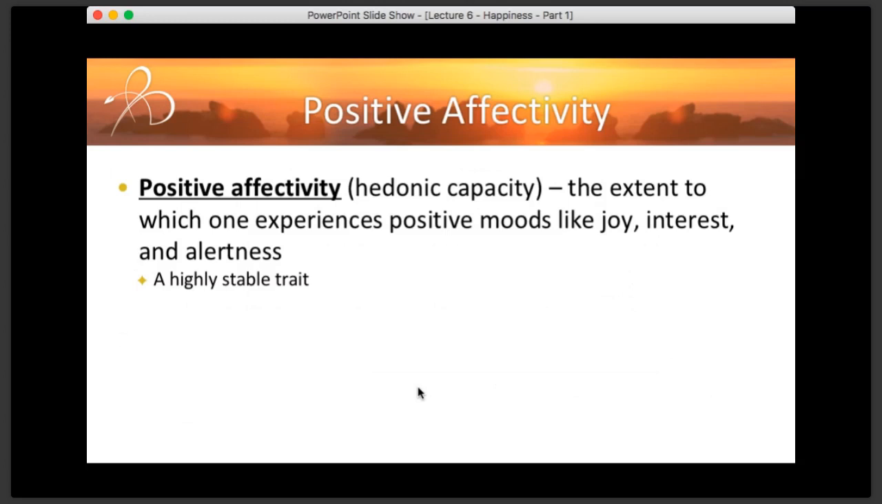Positive affectivity is a highly stable trait, meaning that it's stable across time. If someone measures high in positive affectivity today, they're likely to measure high in positive affectivity 10 years from now, 50 years from now. They were likely happy as kids. It's also stable in its variability. And what we mean by that is some people have high positive affectivity, but also variable positive affectivity, which means that it tends to go up and down for them. Other people are high and stable, and some people are high and variable.